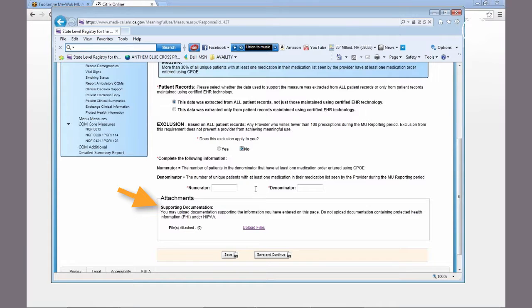On screens that require supporting documentation to be uploaded before moving on, you can upload placeholder documentation. However, you must remember to upload the appropriate documentation before submitting the attestation. You may want to upload supporting documentation or wait until the end. Be sure the documents that are uploaded do not contain any protected health information, PHI.